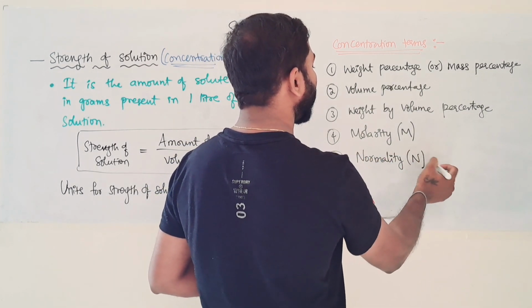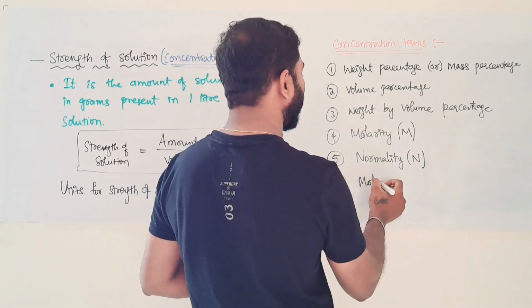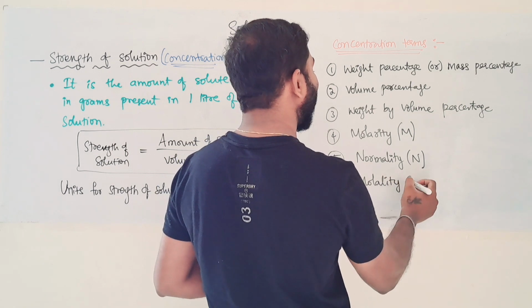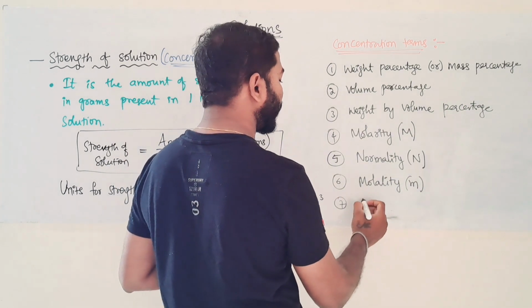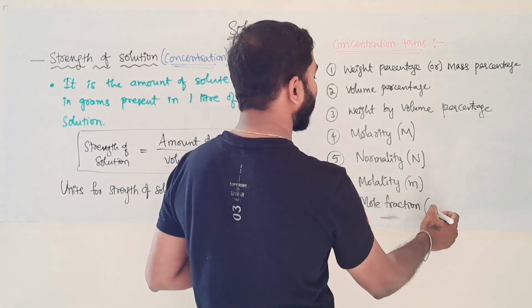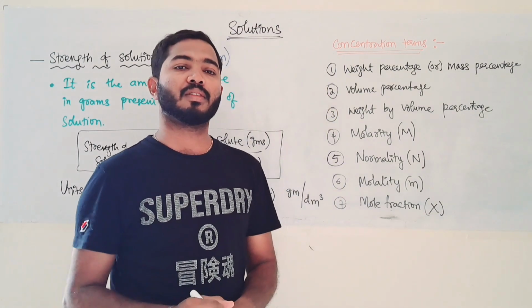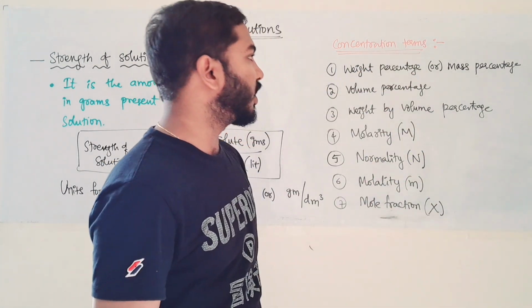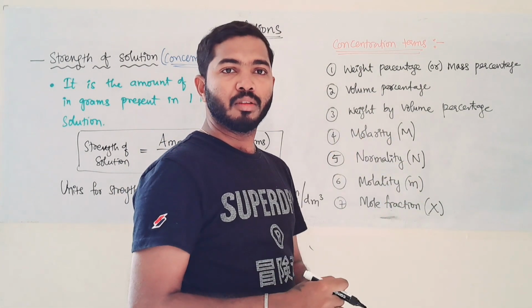And then, yes, it is denoted as capital N. And then we are going to start molality, which is denoted with small m. And then the last one, that is mole fraction. Mole fraction we generally represent with capital X. Okay, so these are the concentration terms we are going to discuss individually.